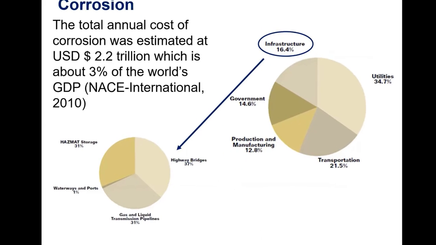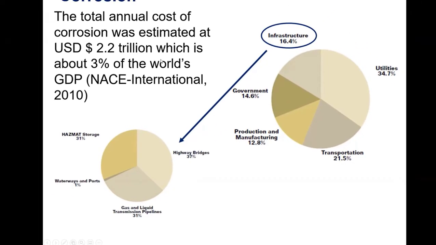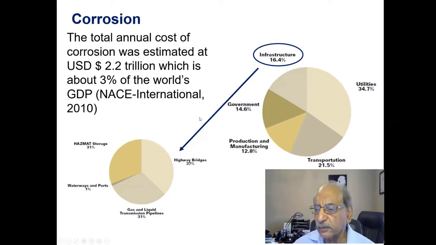I'm basically concerned with this part, where the hazardous material is stored, the waterways and ports, gas and liquid pipelines, and the highway bridges. That is about 16% of $2.2 trillion, so you're talking about close to $400 billion. That's where the damage is going down the drain.